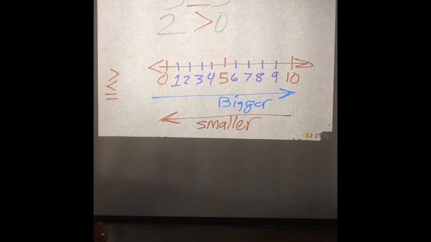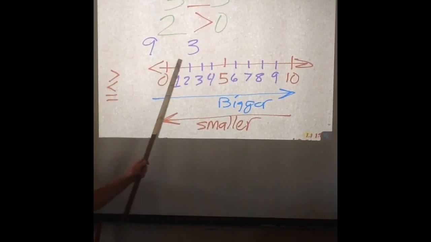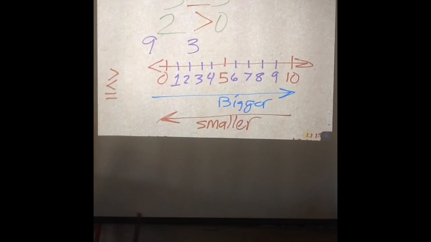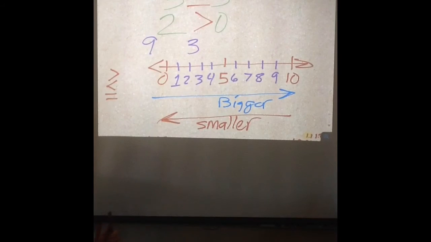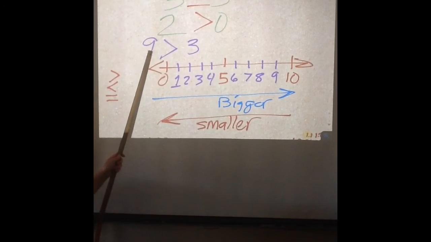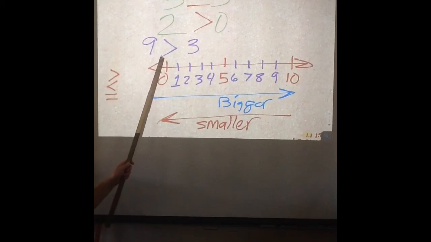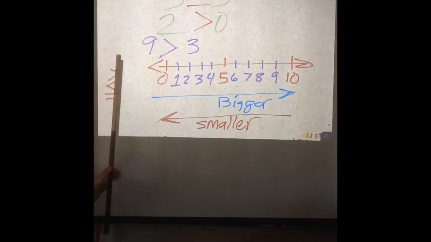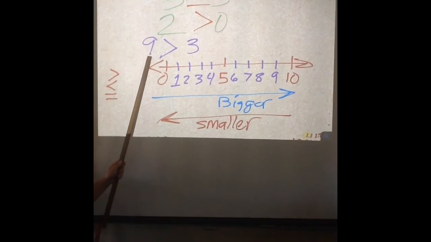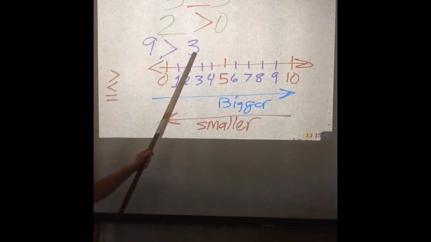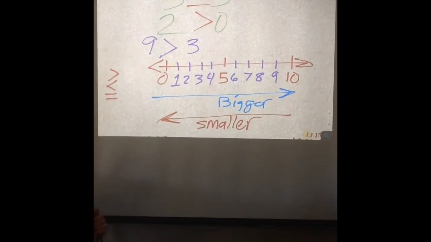Let's go with purple. Now let's say I have a 9 here and I have a 3 here. What sign would I put in between these two? Somebody? Greater than. She said greater than. Is that the right sign? Yes. Because the big end is on the left side, right? So 9, say it with me. 9 is greater than 3. Good job. So we got that, right? Yes. All right. Let's move on.